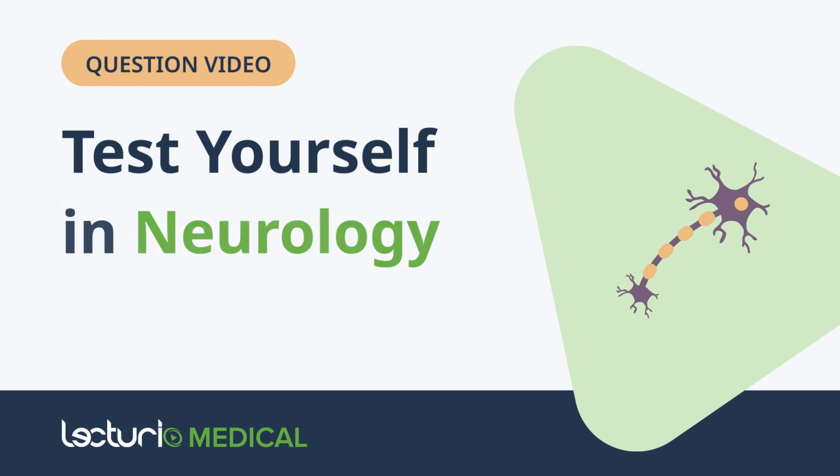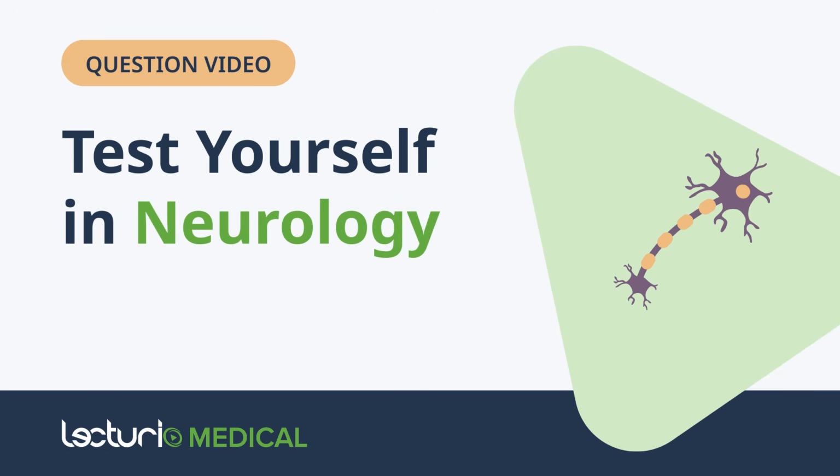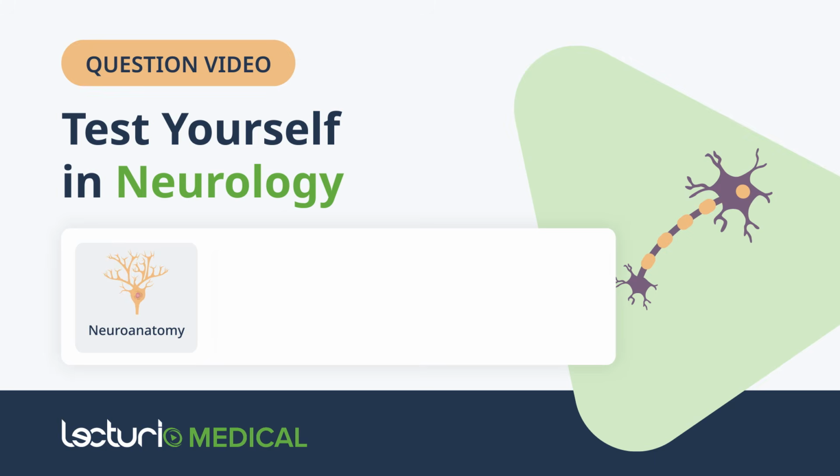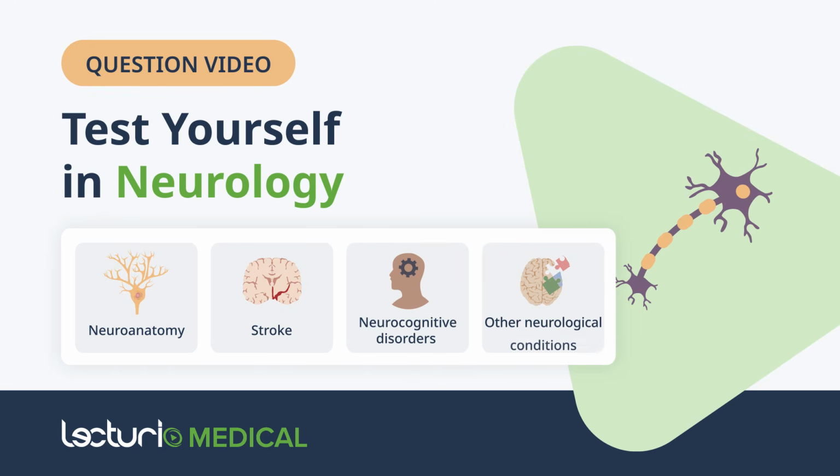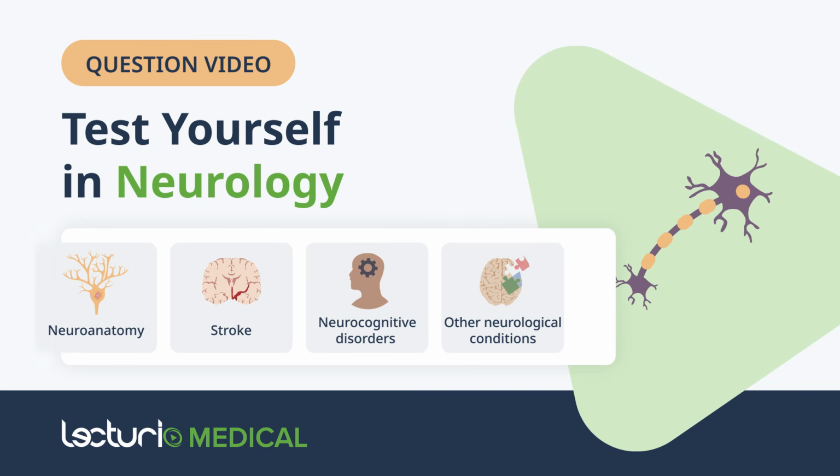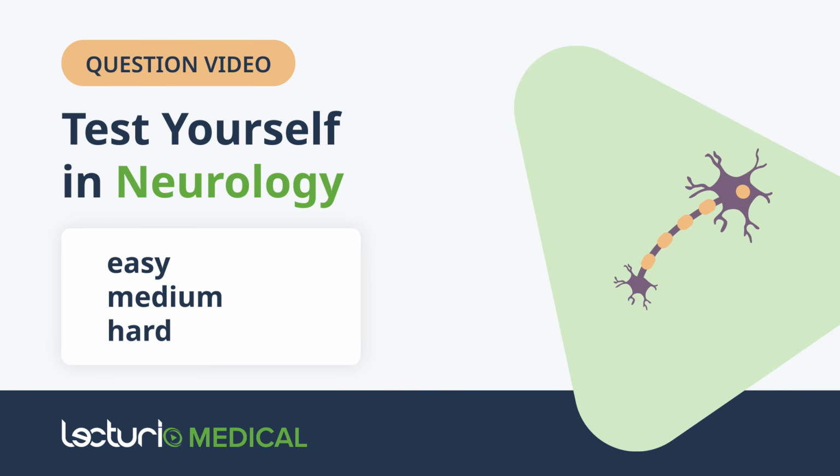Do you think you've mastered neurology? Let's put your knowledge to the test. We'll cover four core topics: neuroanatomy, stroke, neurocognitive disorders, and other neurological conditions. Each topic includes 3 questions, 1 easy, 1 medium, and 1 hard, worth 1, 2, or 3 stars.